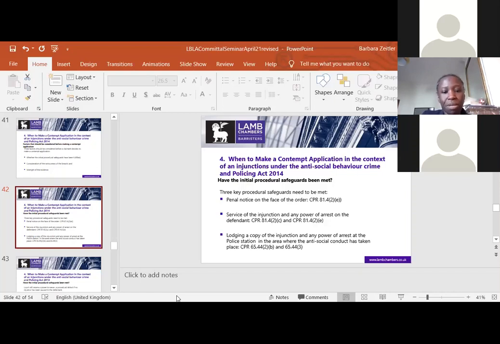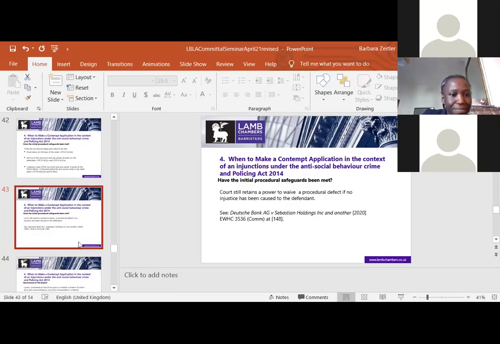And of course, it should always be remembered that such a provision should only be complied with once the defendant themselves has been served with a copy of the injunction and power of arrest in circumstances where both were obtained without notice. So once those key procedural safeguards have been met, I think the next thing that you have to consider really is, as my next slide highlights, what happens if they haven't been met?